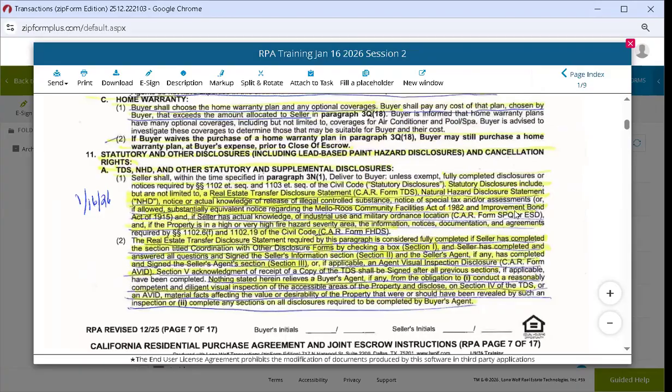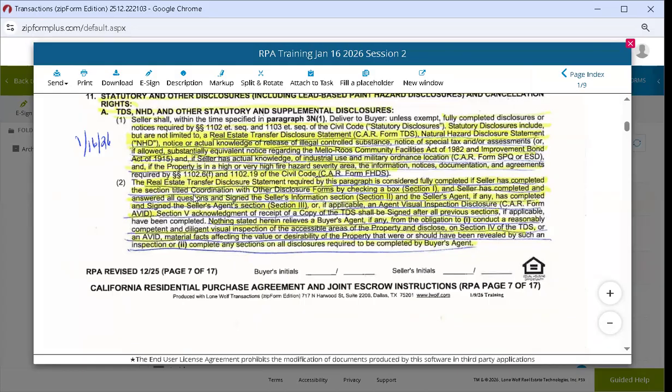So here's where we left off last week at paragraph 11, statutory disclosures. So what are the statutory disclosures? These are your TDS. If you follow along right here, it's the TDS, the NHD. You also have other things that you need to disclose, such as Mello-Roos and things of these natures here. These are usually in your TDS report. So it's outlining what is required in the NHD report.